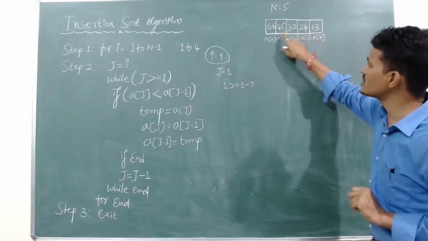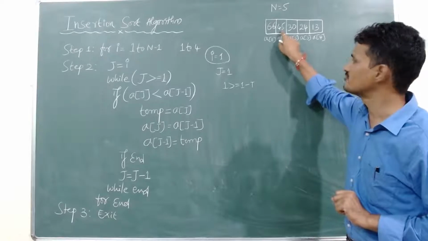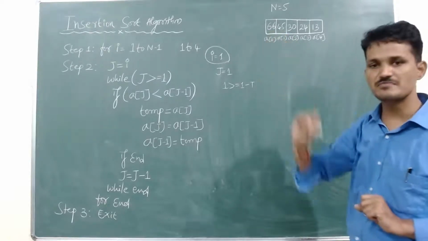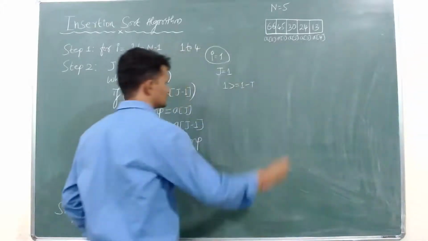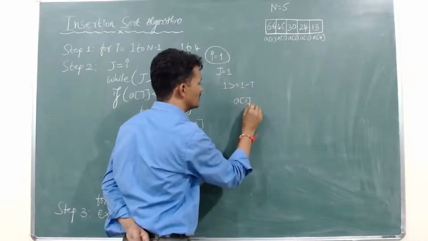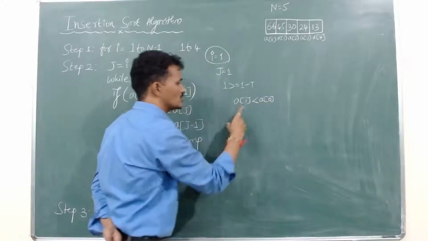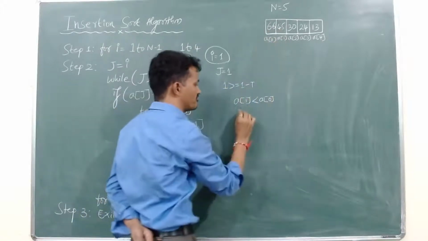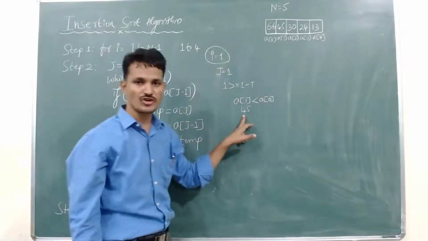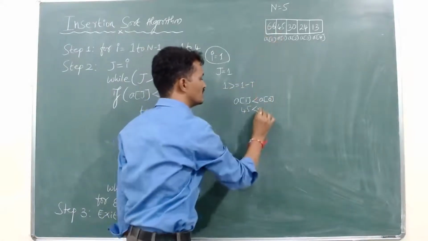So what is the value stored in a of 1? Look at the array. 45. And what is the value stored in a of 0? 66. Let me substitute the values here. A of j is nothing but a of 1, and a of j minus 1 is nothing but a of 0. So what is the value stored in a of 1? 45. 45 is less than, what is the value stored in a of 0? 66.